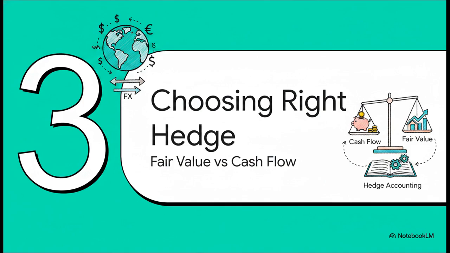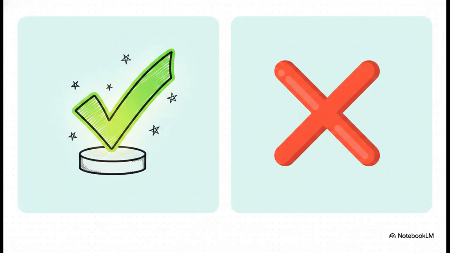Which takes us to Section 3, choosing the right hedge. Fair value versus cash flow. So let's tackle that first hurdle. While the rules technically say the forward contract can be designated as a hedging instrument in either a cash flow hedge relationship or a fair value hedge relationship, a cash flow hedge is simply not recommended when you're dealing with a recognized asset or liability that is a monetary item for foreign currency risk.